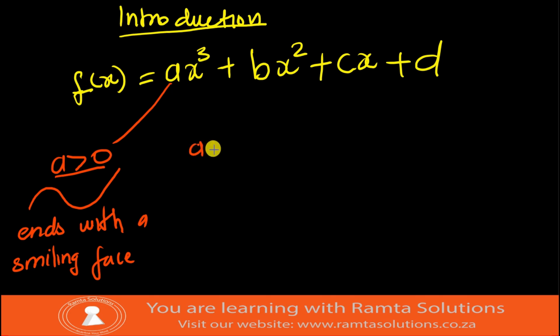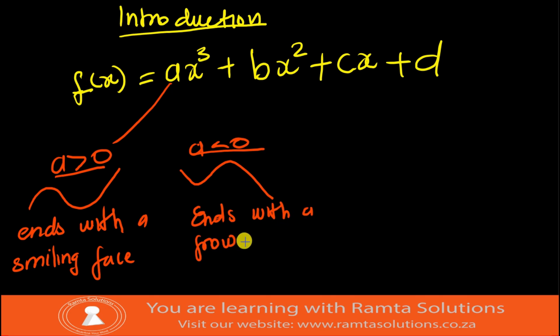Now, when A is negative, our graph looks like this. For this one, it means it ends with a frowning face. So these are the things that you need to look at whenever you sketch your graphs. Look at the value of A. If it's positive, you must know it ends with a smiling face. If A is negative, it ends with a frowning face.